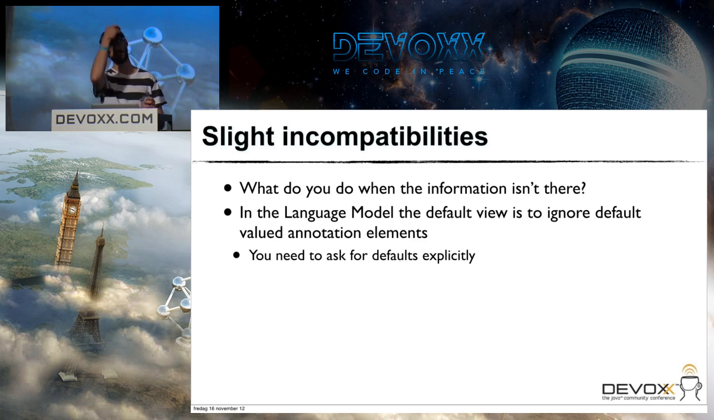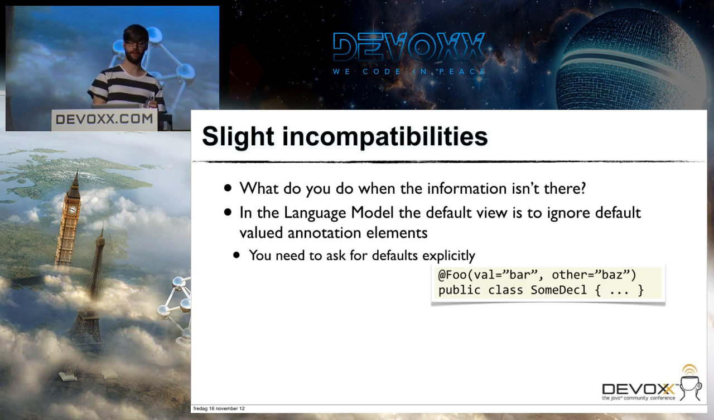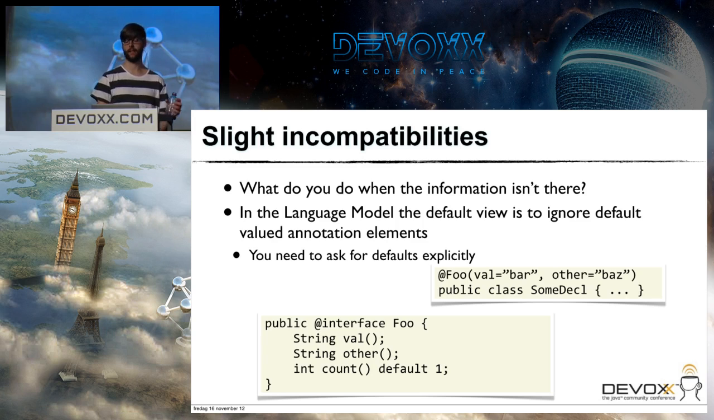For example, in the source language model, the default view of an annotation is that it doesn't show you defaults. You have to explicitly ask for defaults. I think this is pretty natural, because when you look at the source code, if you just glance at the foo annotation, you don't see the defaults. They're not really there, because your eyes work in a lexical way. So I think it's quite a natural choice that the source view also ignores defaults. It doesn't matter that this foo annotation has a default in its declaration. It's somewhere else.